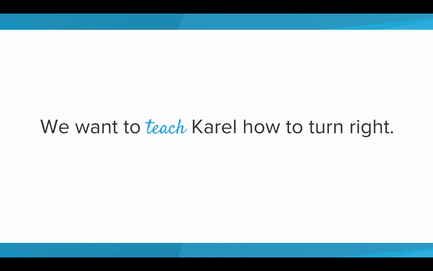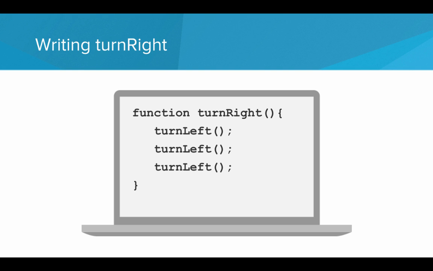So we want to teach Karel how to turn right. We want to teach Karel a new command. So how can we do that? Well, this is how we teach Karel to turn right. We write function turn right, open parentheses, close parentheses, open curly brace, and then the actual recipe, the instructions for turning right, which is turning left three times, and then we close the function with a close curly brace. And that's a lot.